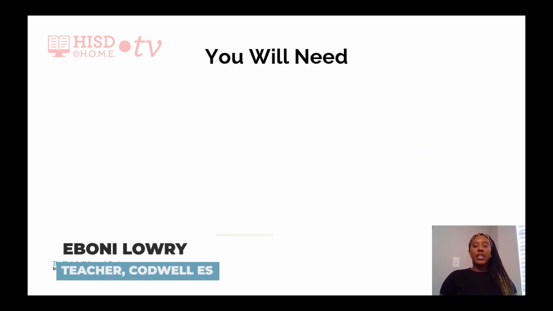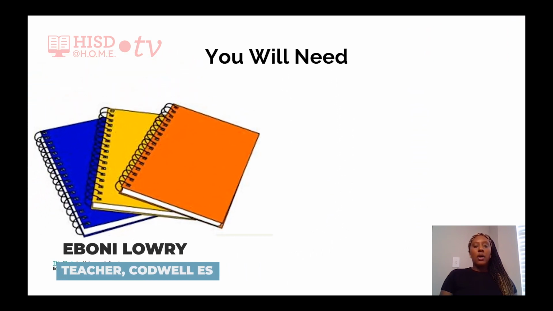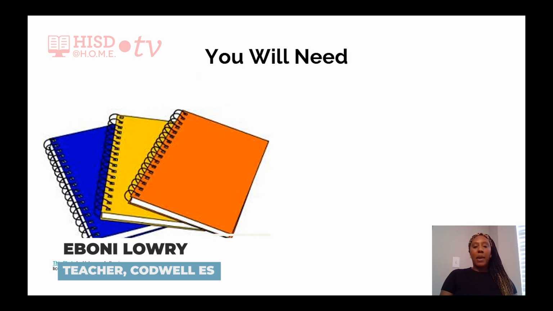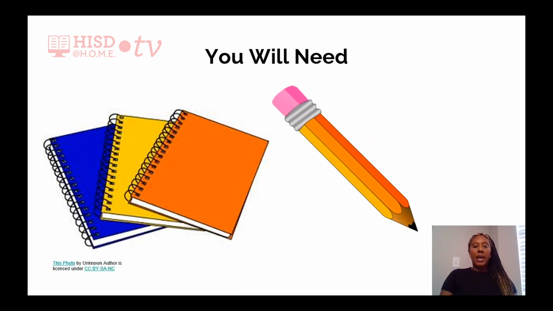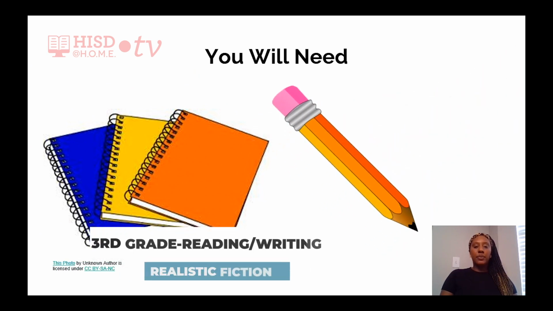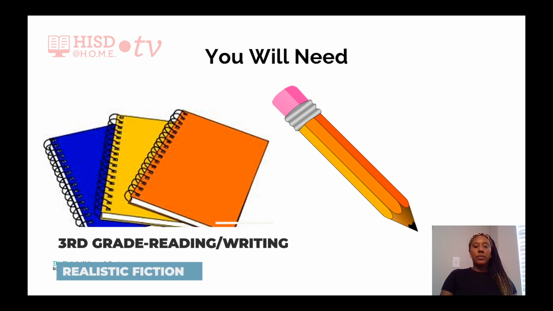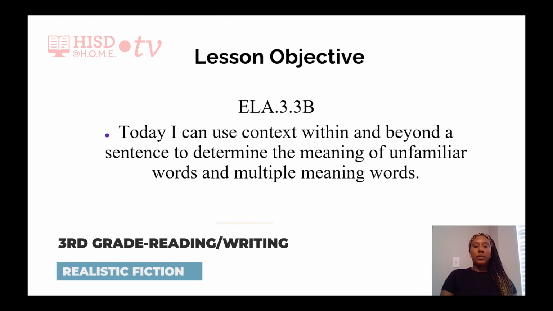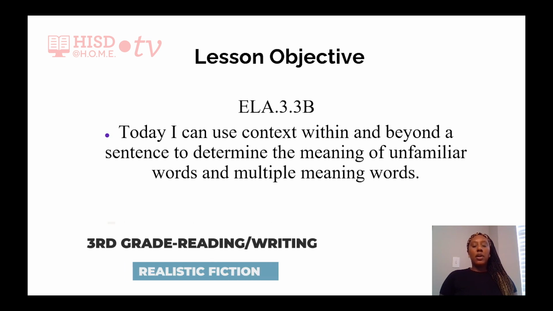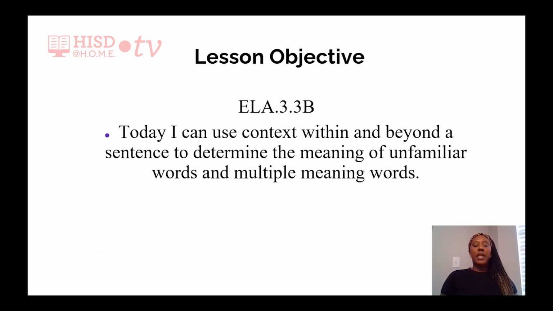For today's lesson, you will need a writing tablet or some piece of paper to write on and a pencil. Today we're going to be starting with word study, and our lesson objective comes from ELA 3.3b. Today I can use context within and beyond a sentence to determine the meaning of unfamiliar words and multiple meaning words.